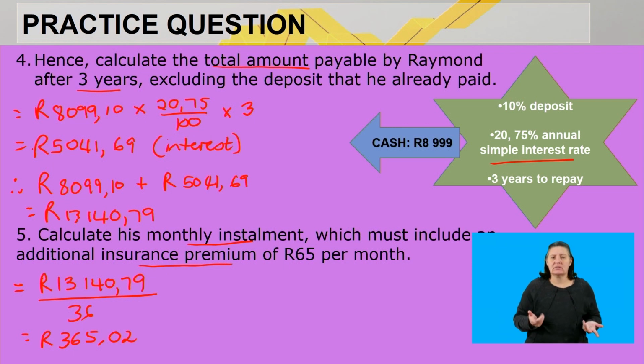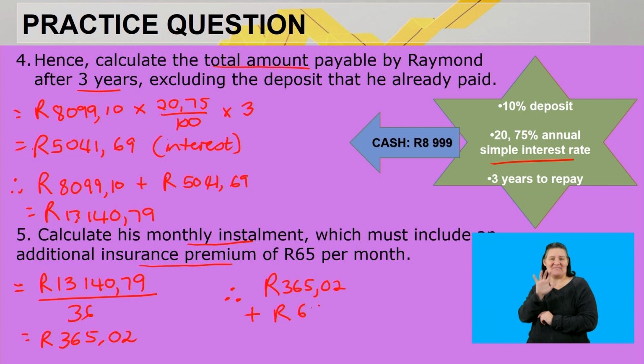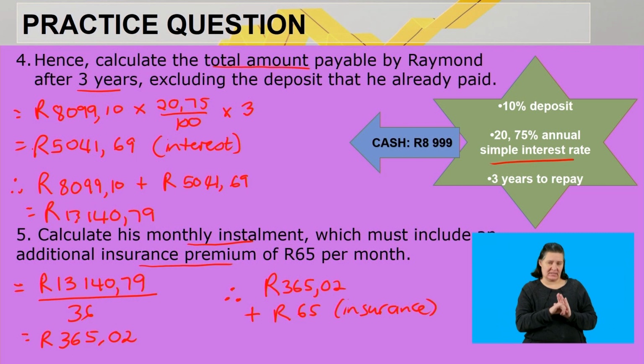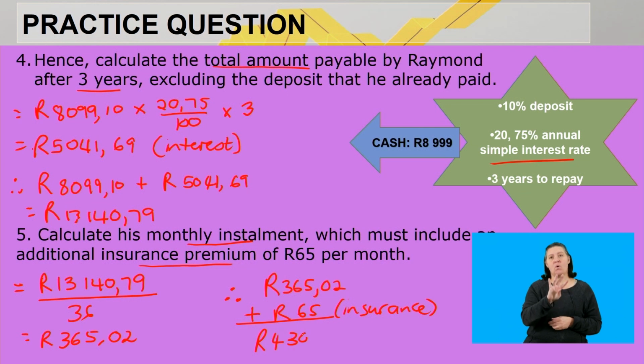Right, but what else is very important here? There must be an additional insurance premium. So therefore, his monthly installment will consist of the 365 rand and 2 cents plus the 65 rand per month that will act as the insurance premium. Okay, so all in all, what will his monthly installment be? So I'm going to add the two amounts together. 365 rand and 2 cents plus 65 rand. That will take us to a total of 430 rand and 2 cents per month.